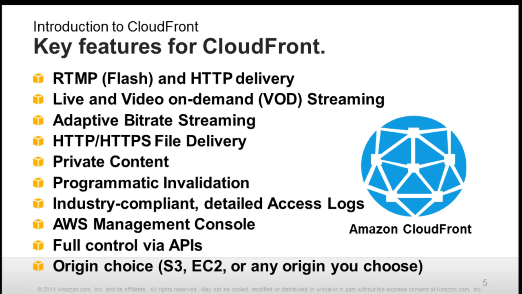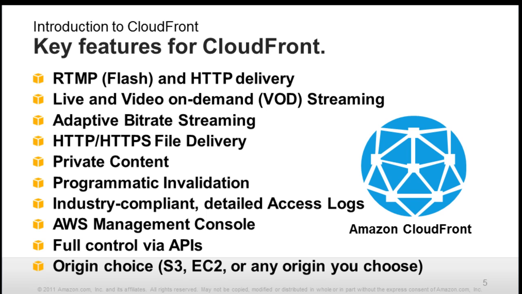Over the last 3 years, we've added the ability to do Flash delivery via RTMP, as well as, of course, standard HTTP delivery, whether it's objects or streaming through HTML5. For streaming, we offer both live and video on demand streaming. We have the ability to do adaptive bitrate streaming. In terms of file delivery, you're able to use HTTP as you would expect, but also to lock down and protect your files through HTTPS with end-to-end encryption. You have the ability to make some objects private as well.